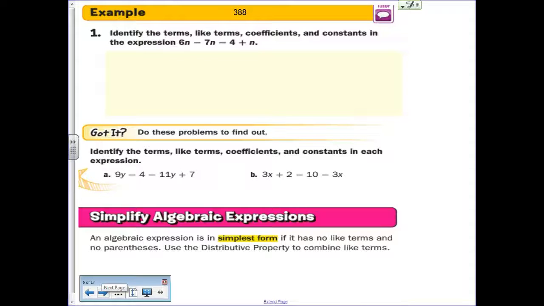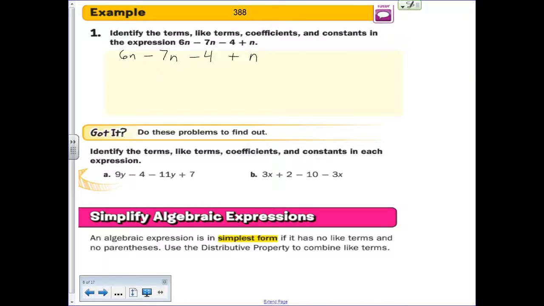So let's take a look at the first example on page 388. It says, identify the terms, like terms, coefficients, and constants in this expression 6n minus 7n minus 4 plus n. Okay, this is how I would like for you to do these problems where it asks you to identify the things. I would like for you to first write them out. 6n minus 7n. Make sure you give yourself plenty of room. Don't squish things up. You're not going to be able to do what I want you to do if everything is squished.